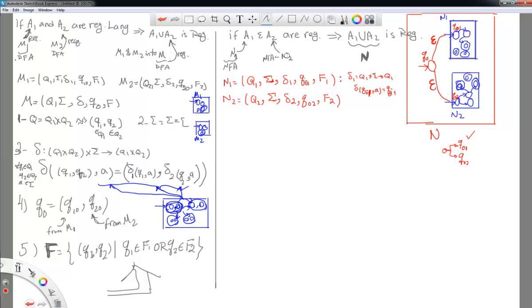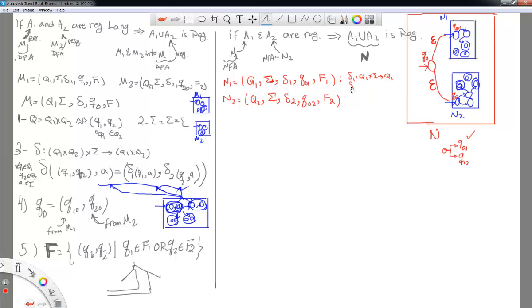Let me just make it a little bit easier to distinguish. So the first index here is the state number, and the second index is the machine it comes from. So the start state is q01 from the first machine, q02 from the second machine. So the ith state of the first machine is going to be Q sub i1. The ith state of the second machine is going to be Q sub i2.